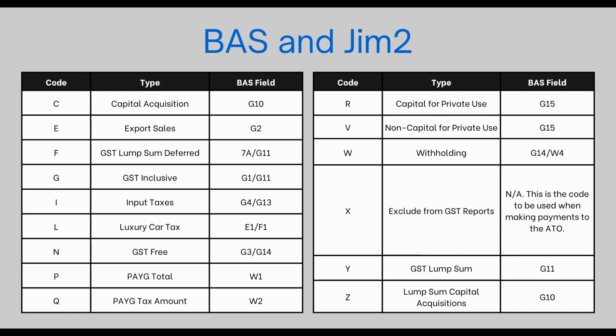For easy reference between tax codes in Jim2 and the field location on the BAS, there is a table located in the help file article titled Tax Codes, which I've included a link for below. Each general ledger account can have a tax code set against it as a default. This means that whenever an entry is added to that GL account, it will automatically receive that tax code.